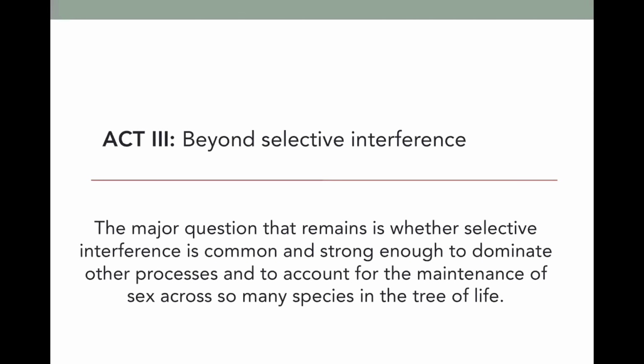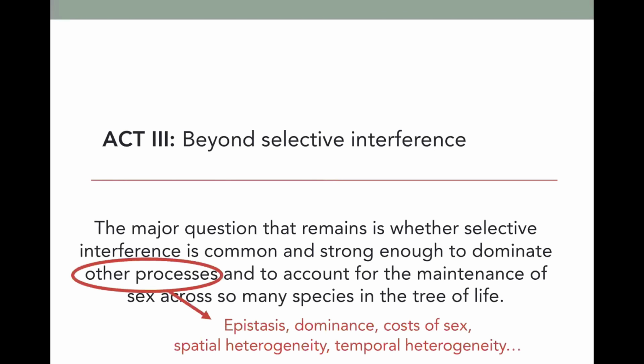And by other processes, there are a lot. Epistasis, the fitness interactions between loci, dominance, costs of sex, spatial heterogeneity, local adaptation, migration, temporal heterogeneity. So the net result of selection facing a population and whether selective interference is a major player is still, I think, an open question.